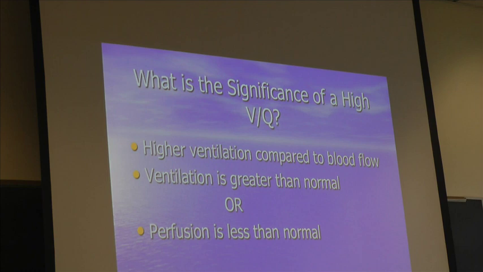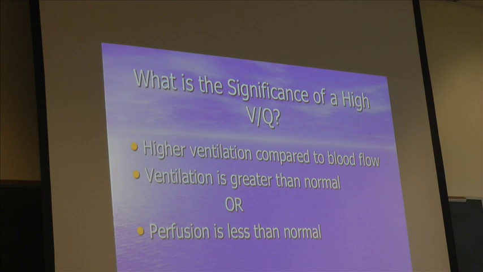And that's what it says in the first bullet. Higher ventilation compared to blood flow. Ventilation is greater than normal, but it can also mean perfusion less than normal. The takeaway message from that, when there's a high VQ, it generally implies a blood flow defect. Something's wrong with the blood that's going to the lungs. So it generally implies a blood flow defect.